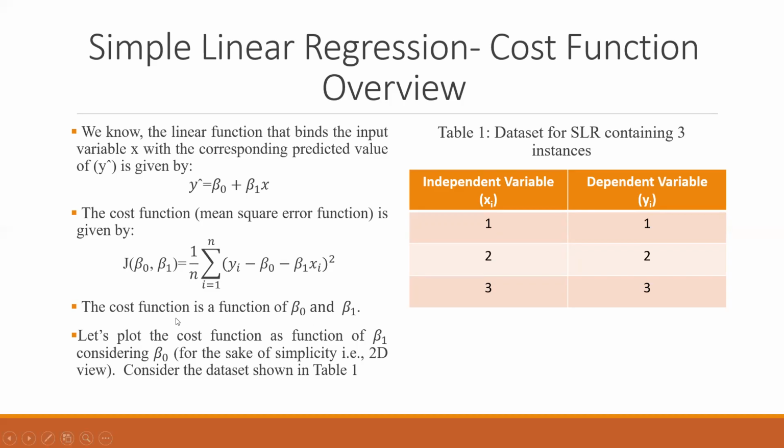Now we know that the cost function is a function of beta naught and beta 1. So let's plot this cost function as a function of beta 1, considering beta naught.